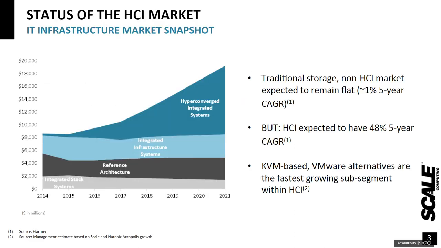To kick things off, the status of the HCI market. I love this graph because it shows a snapshot of the hyperconverged market. It was created last year, but the reason I like it is because the trend is going where everything was expected. At the bottom, the integrated systems and reference architecture are stabilizing. There's not really any growth, and there's not any decline either.